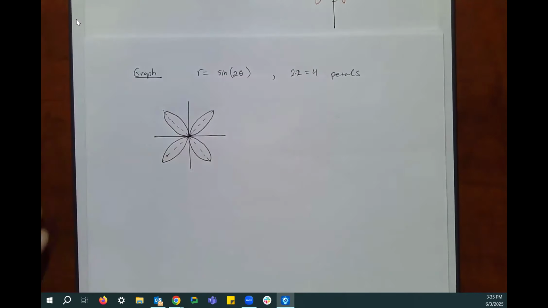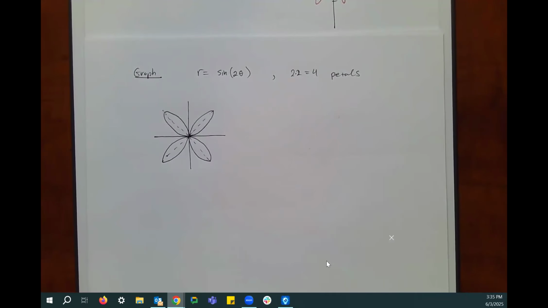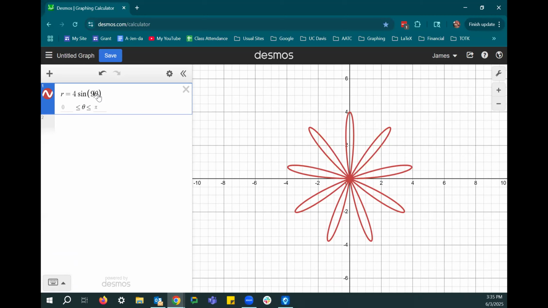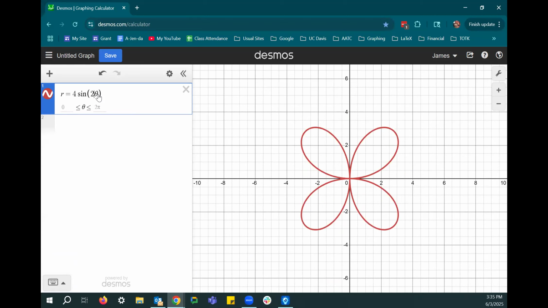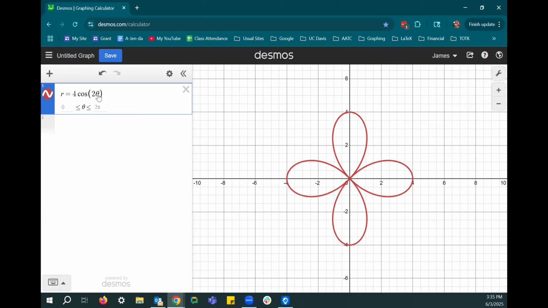Ta-da! And then for cosine, they're rotated essentially 45 degrees from this. So if you look at sine, it's off axis, whereas if you look at cosine of 2 theta, it's on axis now. Same shape, just rotated. And that's true for the odd ones as well.